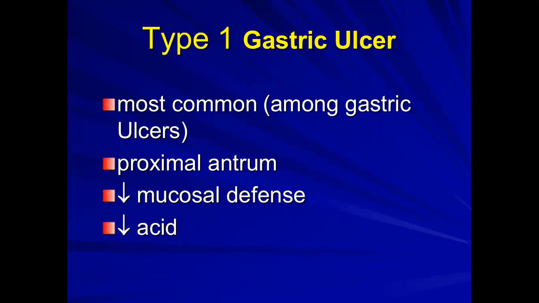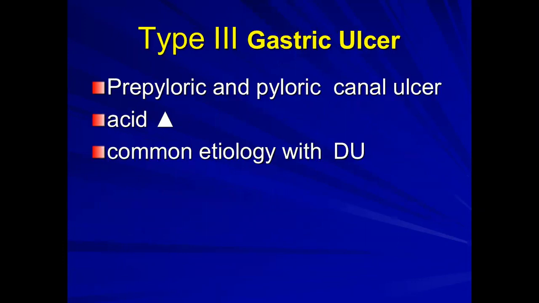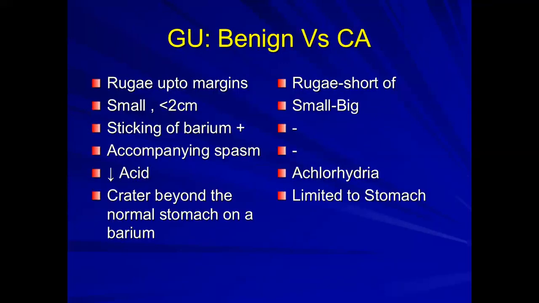Gastric ulcers: type 1 gastric ulcer is the most common among gastric ulcers. It is in the proximal antrum. It occurs due to decrease in mucosal defense and decrease in acid production. Type 2 gastric ulcer is secondary to duodenal ulcer, and it's sometimes associated with pyloric stenosis due to its close proximity with the pylorus. Type 3 gastric ulcer is a pre-pyloric and pre-pyloric channel ulcer. It occurs due to increased acid secretion, has a common etiology with duodenal ulcer, and usually occurs with the duodenal ulcer.